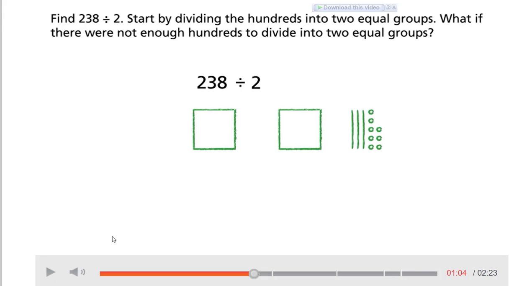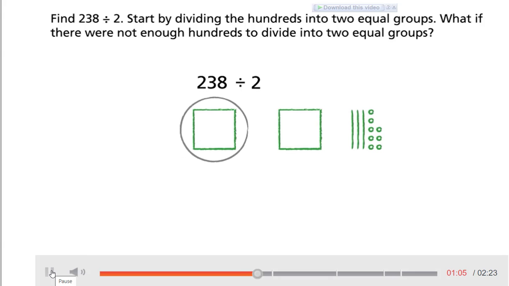Before we continue, I want you to focus with me. My heroes, we are using the hundreds as squares, the tens as lines, and the ones as these small circles or dots, but big dots.